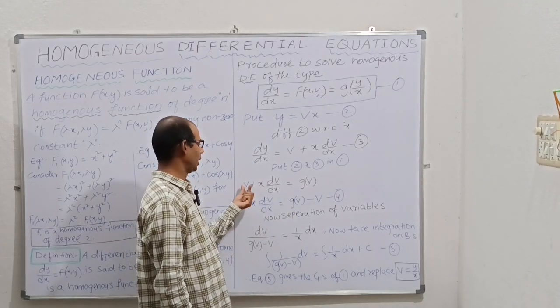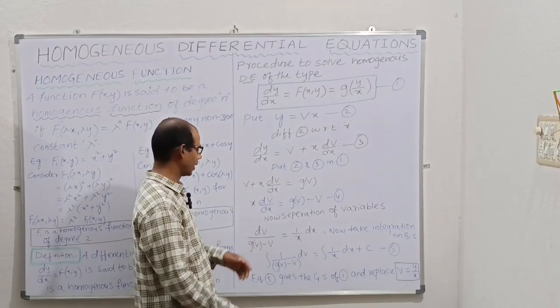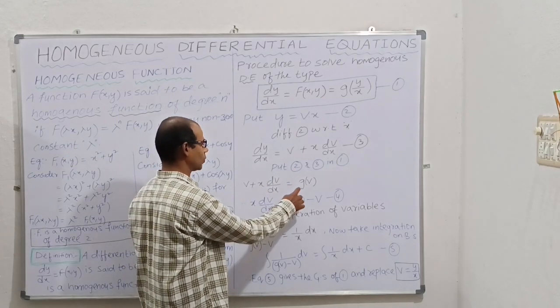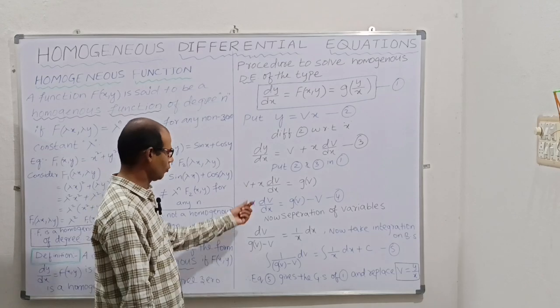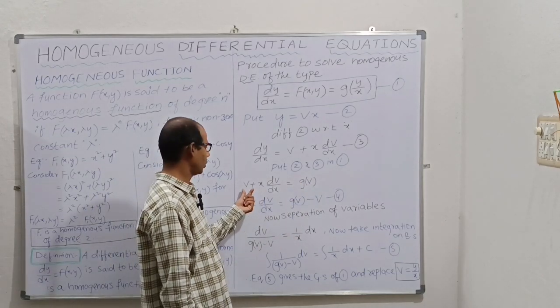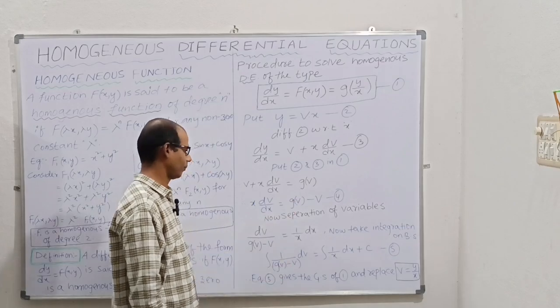यहाँ पे फंक्शन ऑफ v है, ये भी v है. So इसको इस तरफ लेके जाएं. So move this v to the other side. So x into dv by dx is equals to g of v minus v. So this is equation number 4. So move the v to the g of v side. So it becomes, this is positive. If it goes to the other side, it becomes negative, g of v minus v.